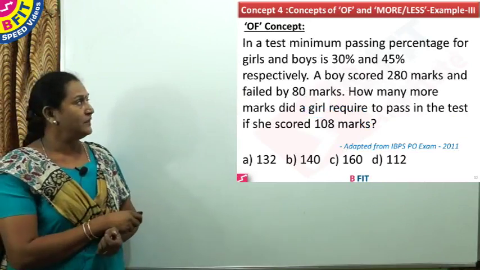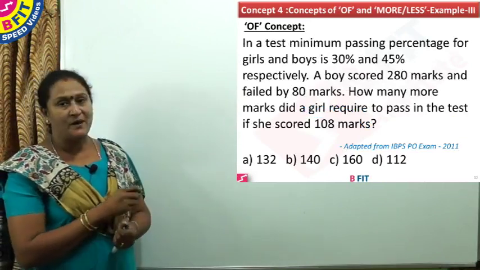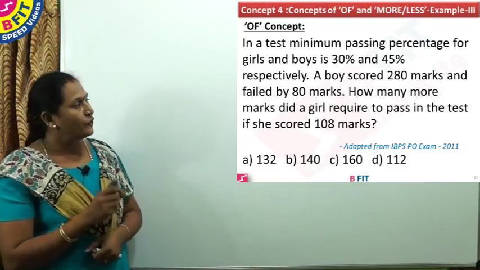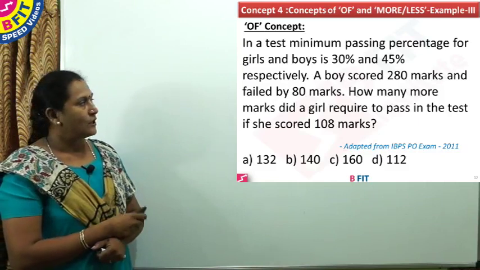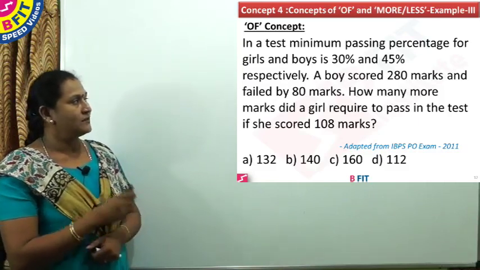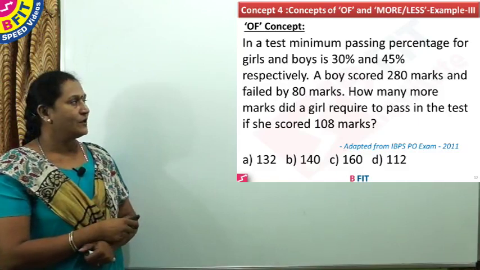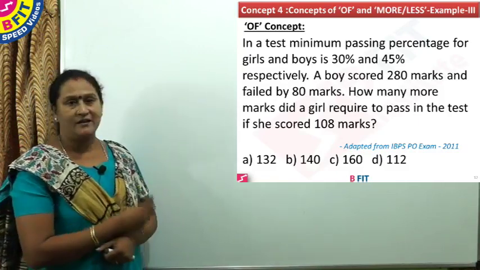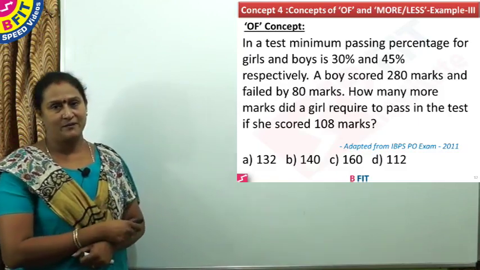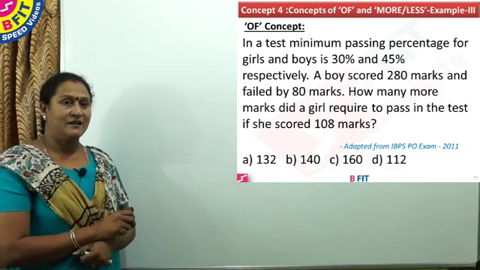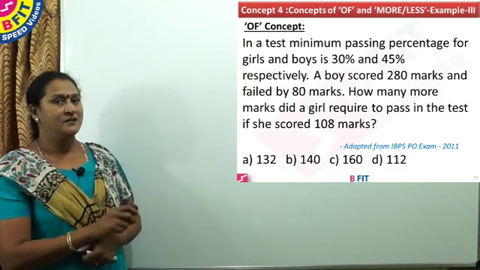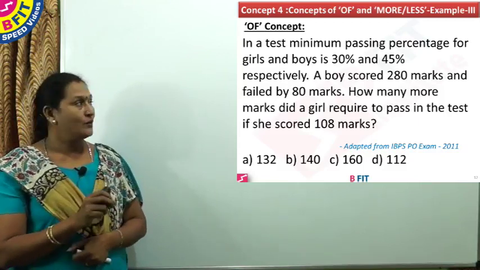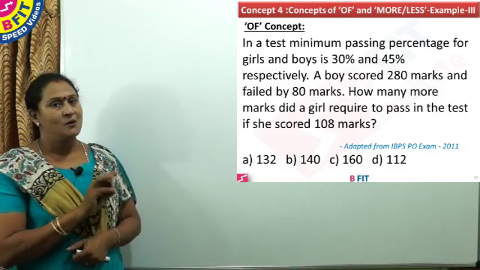So the next example is, in a test, minimum passing percentage for girls and boys is 30% and 45% respectively. A boy scored 280 marks and failed by 80 marks. How many more marks did a girl require to pass in the test if she scored 108 marks? So here the pass percentage for girls and boys is different. For girls it is enough if they get 30%, and for boys they should get 45% to pass the exam.